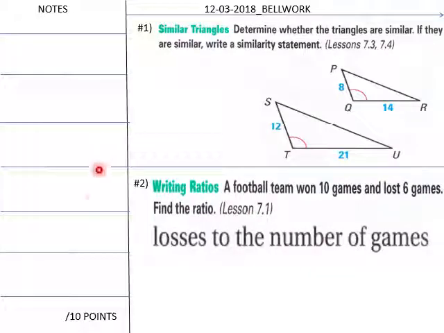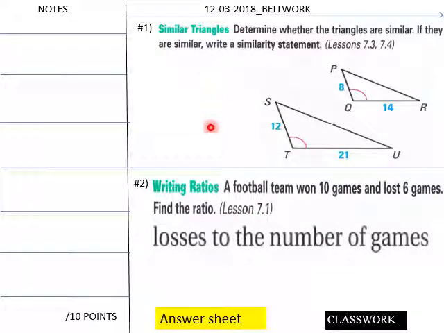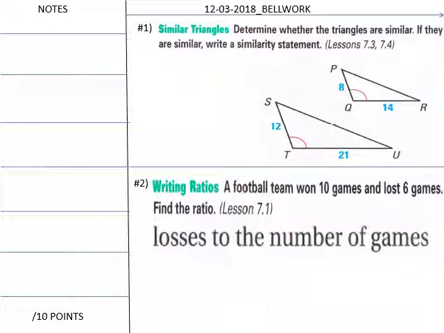of an acute angle. And today's bell work, teachers, we have this situation here. Determine whether the triangles are similar. If they are, write a similarity statement. And then a football team won 10, lost 6. Find the ratio of losses to the number of games. So another ratio here. Give your students 5 minutes for this.